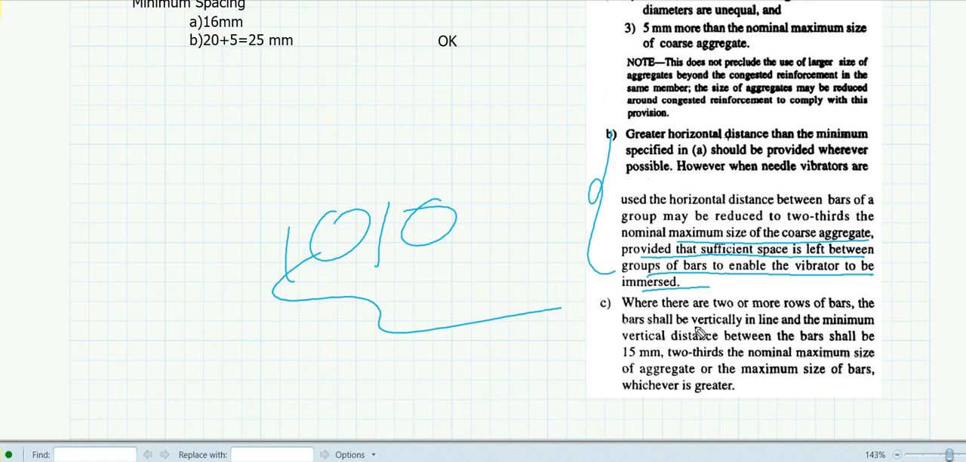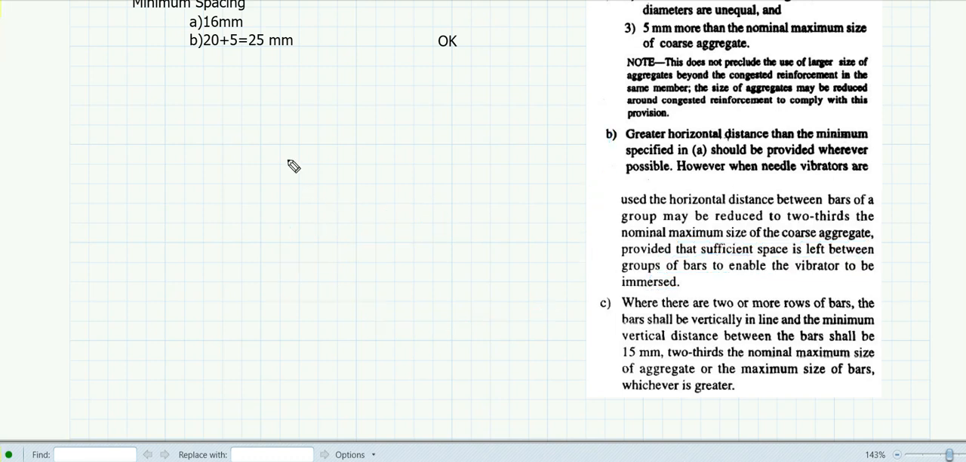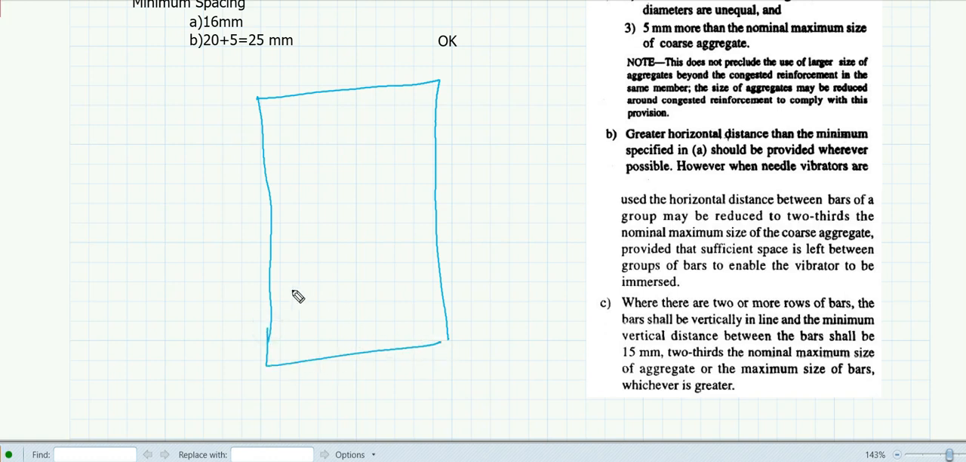And there is another thing. In certain cases in a beam, suppose the load is very high and we need to provide more numbers of bars, in certain cases we provide the bars in 2 layers. This kind of case might occur. Then this spacing you have understood as per the diameter as well as the nominal aggregate size, but what about this vertical distance? The distance between the bars shall be 15 mm, 2/3 of the nominal maximum size of the aggregate or the maximum size of the bar, whichever is greater. So this vertical distance should be taken care of by this particular portion.